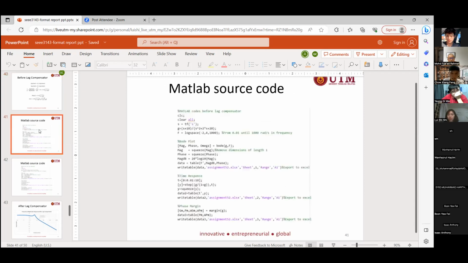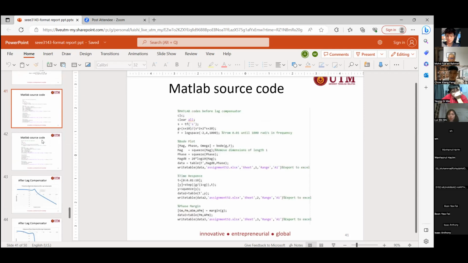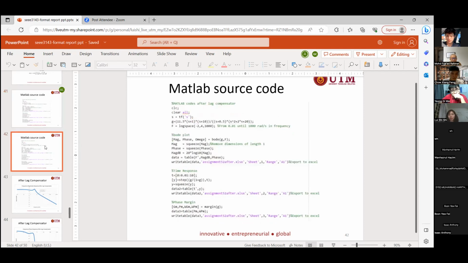Next. Okay, so this is our MATLAB source code for before the lag compensator. The first part is how we create the transfer function, the second part is how we do the Bode plot, the third part is how we generate a time response, and the last part is how we use the margin function. Because the margin function is also mentioned by the question, we have to use it. After that, we export all the data into Excel and do the plotting.